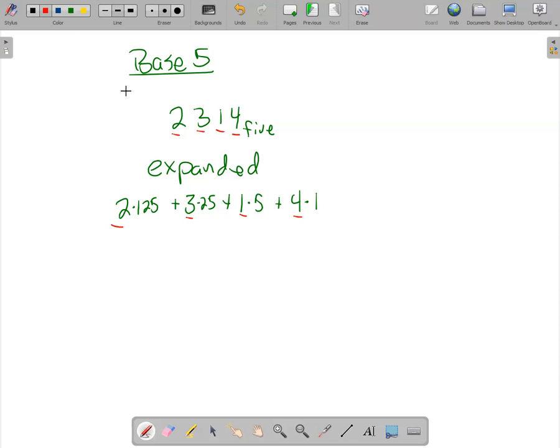Another way I could state that is with exponents. So I could also write this expanded form as 2 times 5 cubed plus 3 times 5 squared plus 1 times 5 to the first plus 4 times 5 to the 0. Would be another way. Expanded with the exponents.